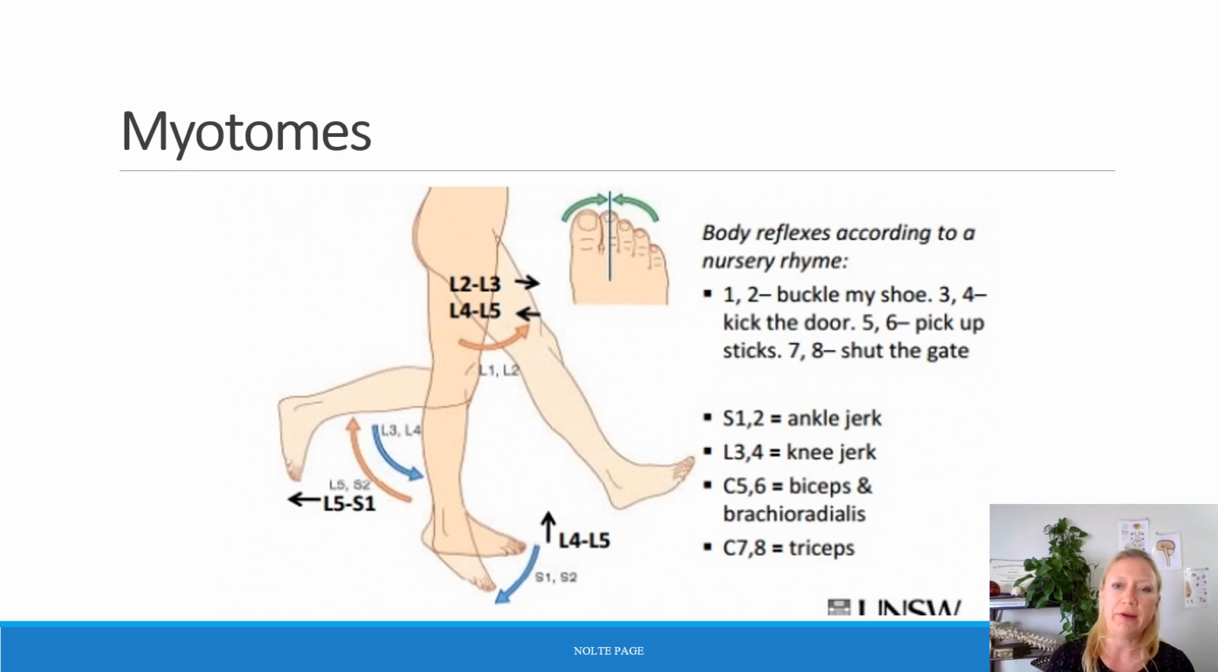There are nursery rhymes for this. Okay, so there's mnemonics for everything, right, in anatomy, and thank goodness, right? So body reflexes according to nursery rhymes here. So 1, 2, buckle my shoe, 3, 4, kick the door, 5, 6, pick up sticks, 7, 8, shut the gate, right? So this is basically, you know, the S1, S2, ankle jerk, L3, L4, knee jerk, C5, C6, biceps, and brachioradialis. And then C7, C8 being triceps. If this is helpful, cool. If not, just bypass it.